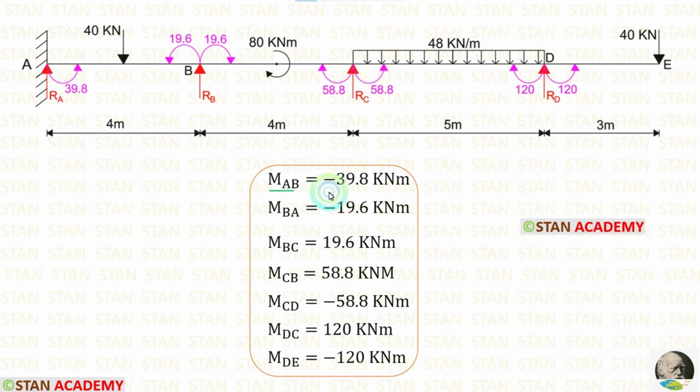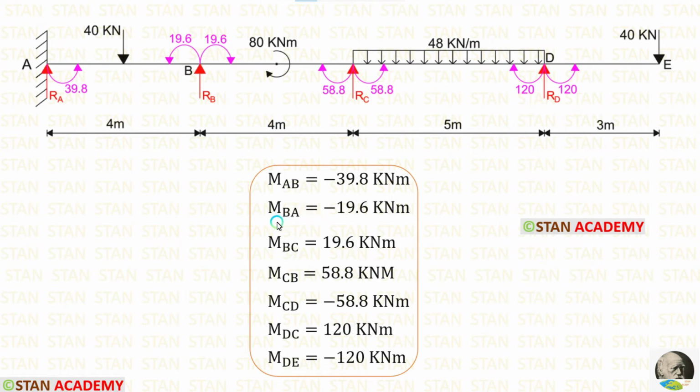For MAB, we got a negative value. That means it is acting in the anti-clockwise direction. For MBA, we got a negative value. So it is also acting in the anti-clockwise direction. For MBC, we got a positive value. That means it is acting in the clockwise direction.